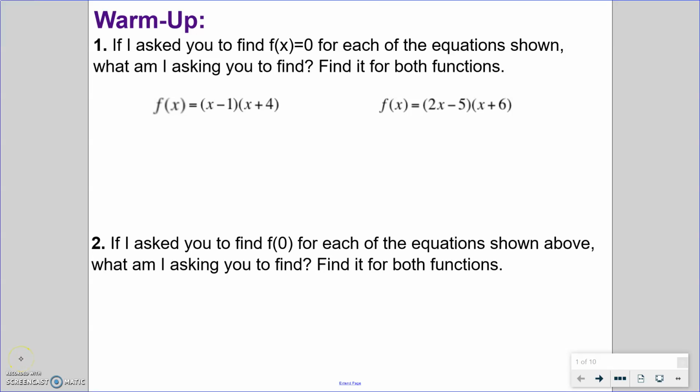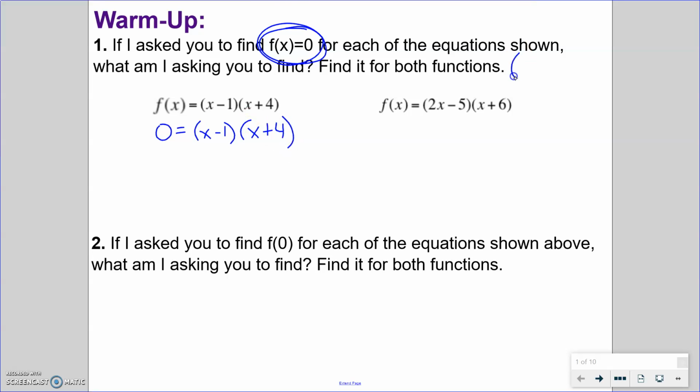Good morning, you guys. Here's a warm-up for you, so go ahead and pause the video and give it a try, then unpause it when you're ready for the answers. All right, if I ask you to find f of x equals 0, that means you're plugging in 0 for y. So what am I asking you to find?